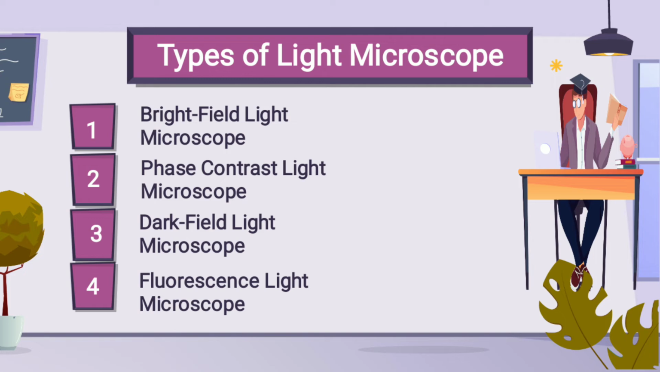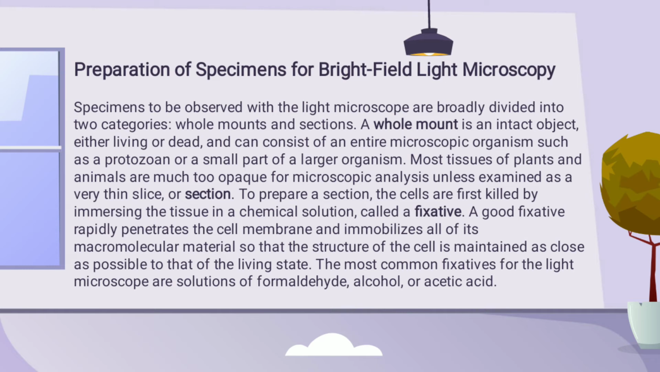Modern light microscopes use several different modes of operation depending on the needs of the investigator. So there are various types of light microscope. We have the bright field light microscope, phase contrast light microscope, dark field light microscope, and fluorescence light microscope. First, let us discuss the bright field light microscope. The bright field light microscope is one of the primary and favorite techniques used in all forms of optical microscopy. Now let us tackle the preparation of specimens for bright field light microscopy.